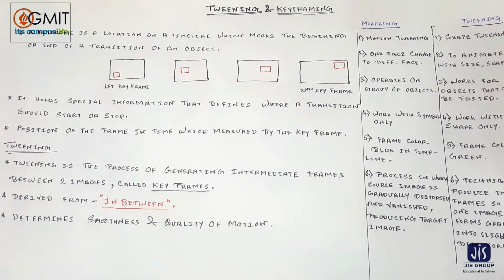Now, what is keyframing? A keyframe is a location on a timeline which marks the beginning or end of a transition of an object. Now, what does that mean actually? In traditional animation, we had animators or experts draw the most important frames or keyframes, which define the frame where the course of action of the object changes.